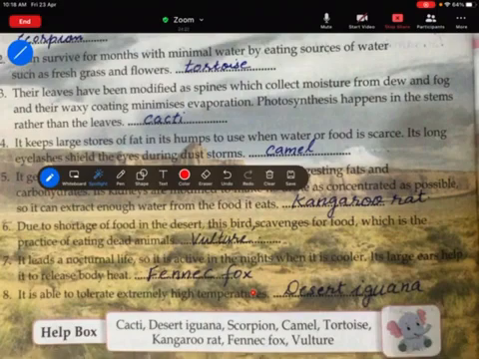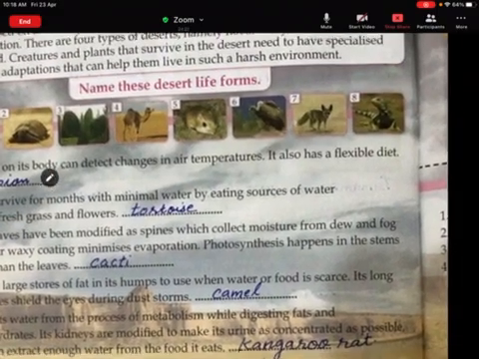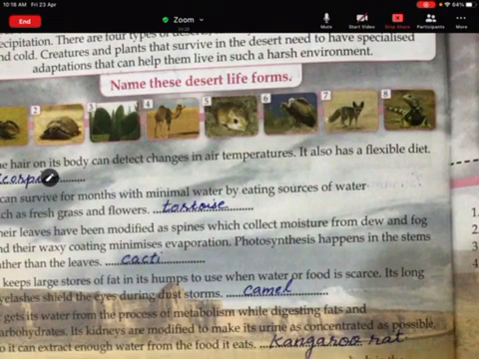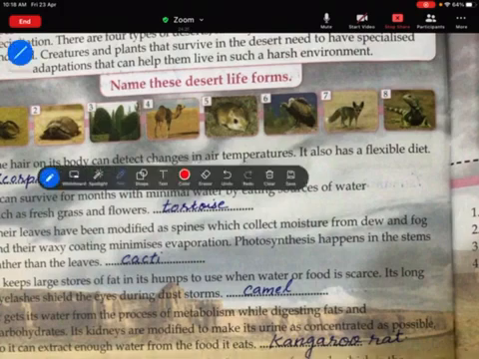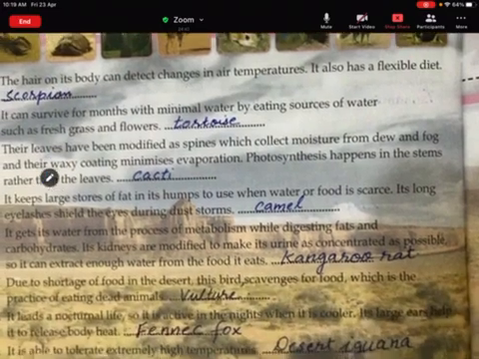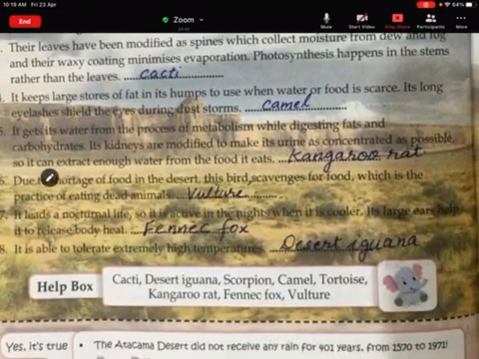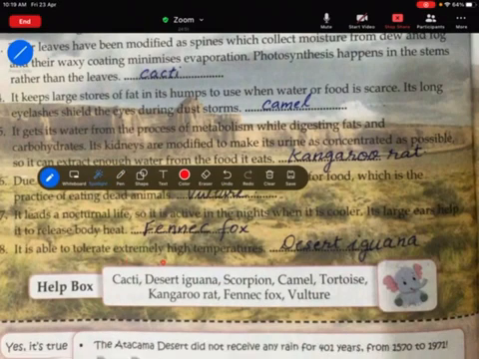Number 8, you see this animal. This animal, number 8, looks like a big lizard. Now, let's see what the explanation is. It's able to tolerate extremely high temperatures. That is desert iguana. Desert iguana.